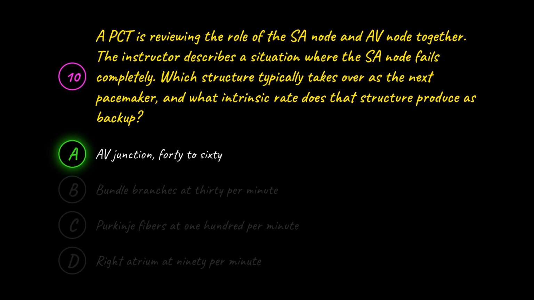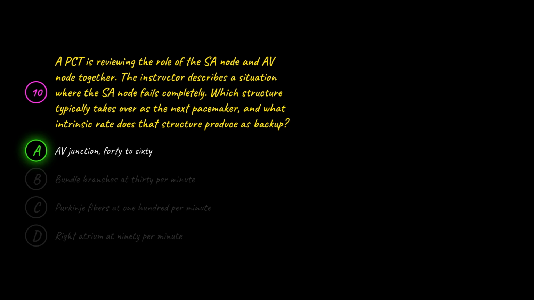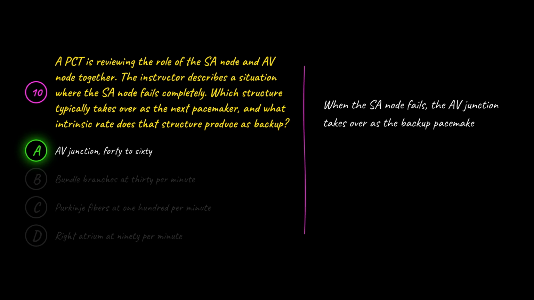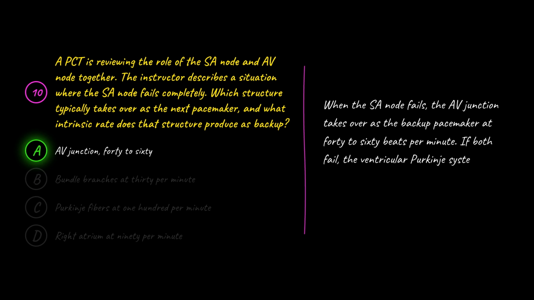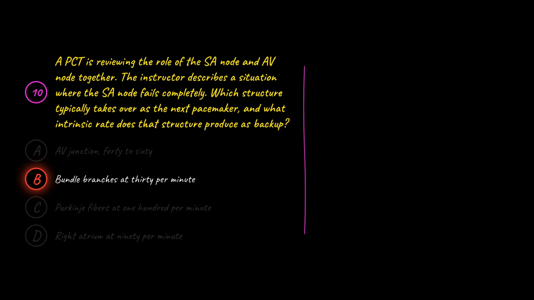The correct answer is A. AV junction, 40 to 60. A is correct because when the SA node fails, the AV junction takes over as the backup pacemaker at 40 to 60 beats per minute. If both fail, the ventricular Purkinje system escapes at 20 to 40 beats per minute. B is wrong because bundle branches do not have a typical pacemaker rate of 30 per minute.